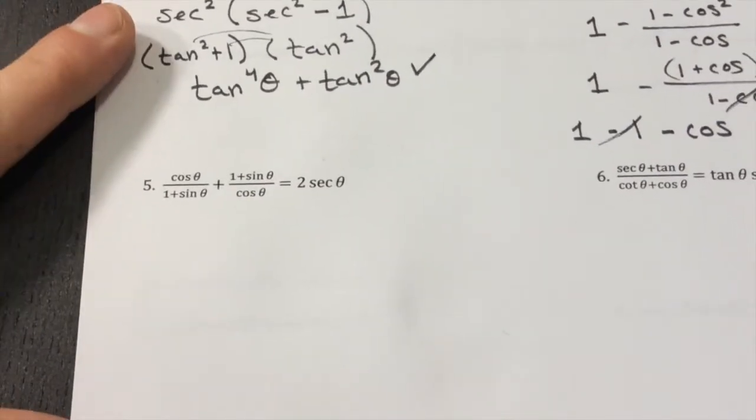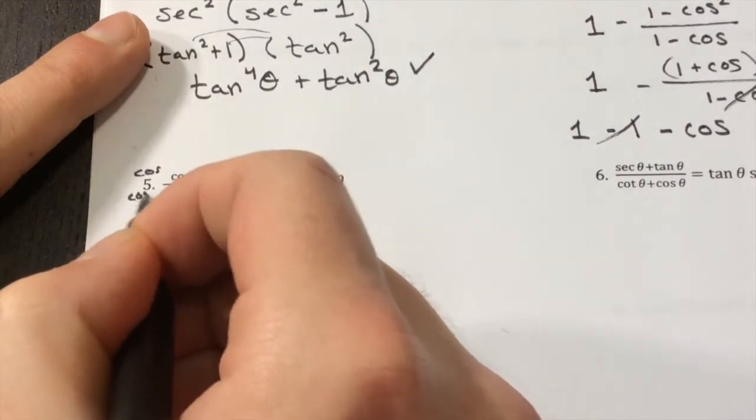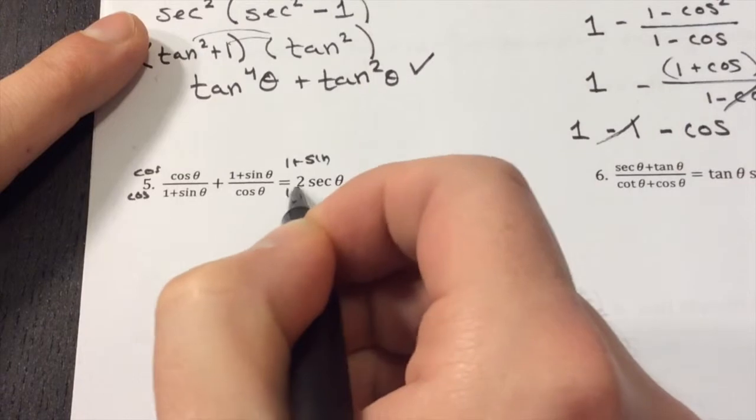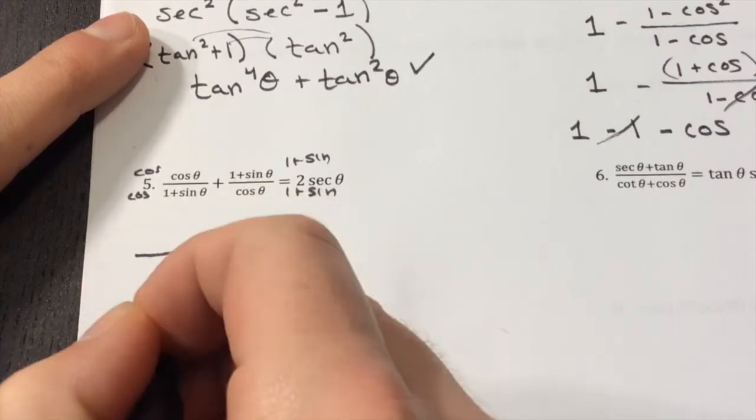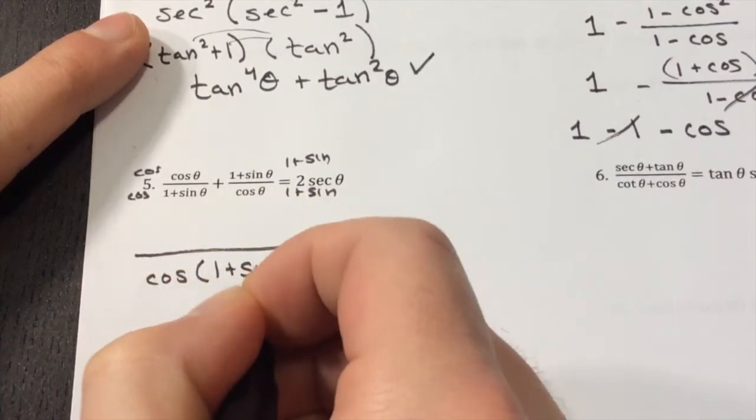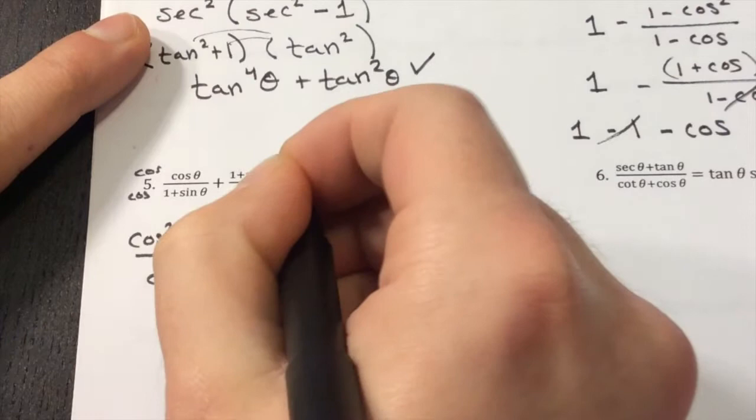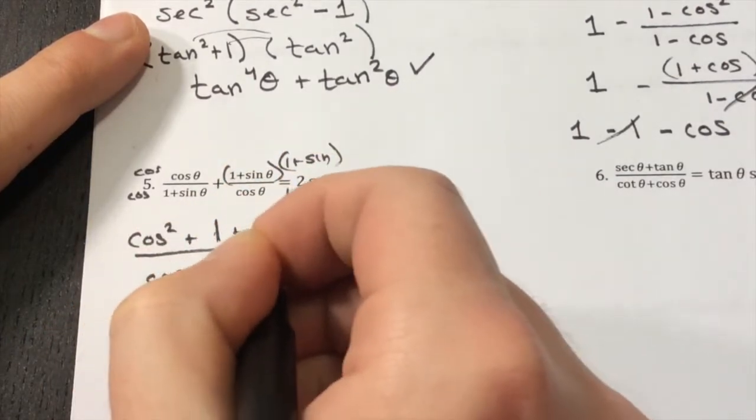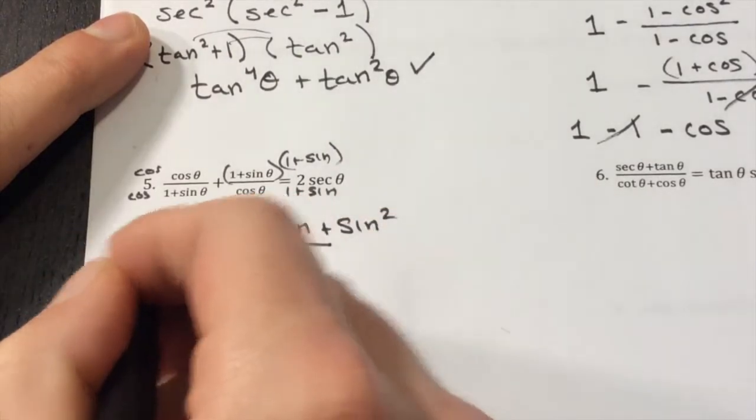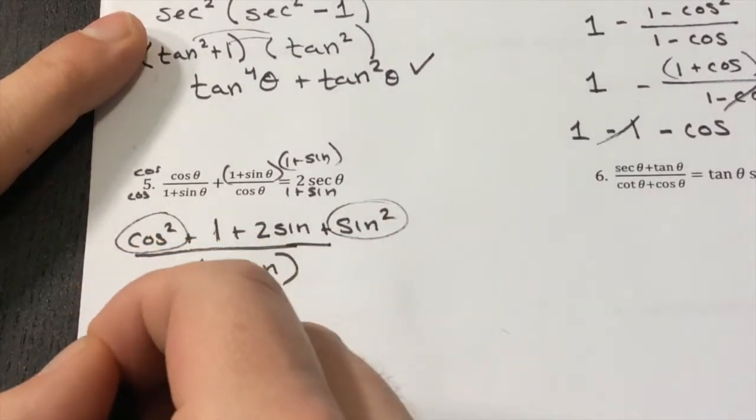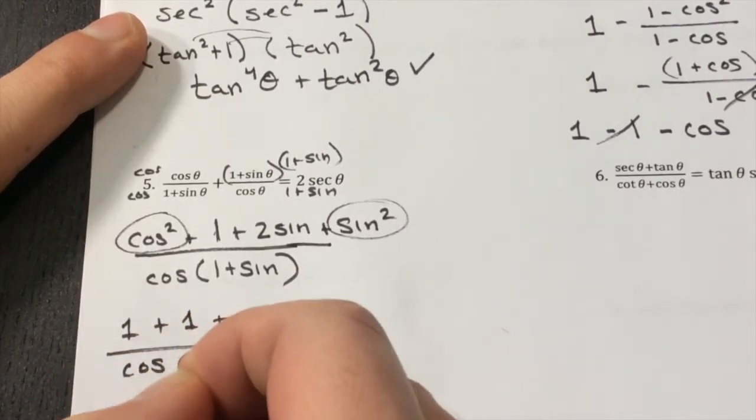Moving on to number 5. What we need is a common denominator, so I'm going to multiply this one by cosine. I'm going to multiply this one by 1 plus sine to the top and bottom. Now I'm going to leave the denominator unfoiled, so that's cosine 1 plus sine theta. So on top I have cosine squared plus, foil this out, I get 1 plus 2 sine theta plus sine squared. Now I see that I have cosine squared and sine squared, which is 1. So I have 1 plus 2 sine all over cos, 1 plus sine.